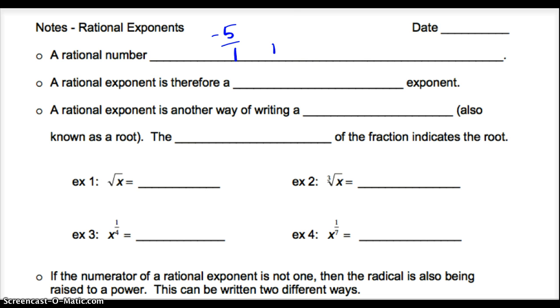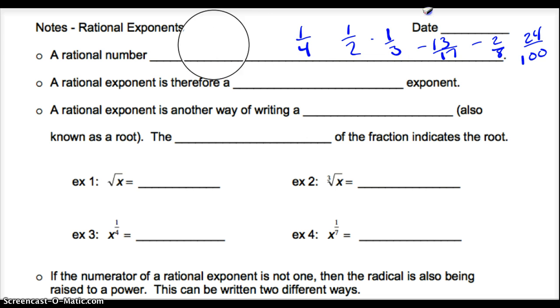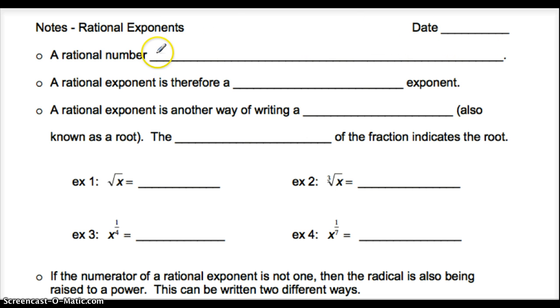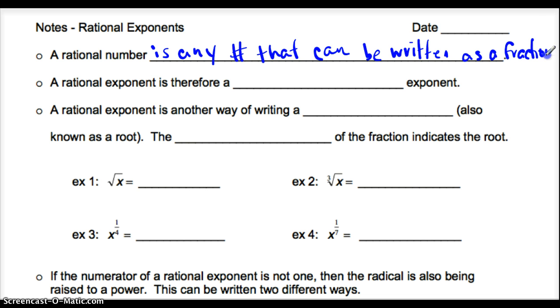1 over 4. A half. 1/3. 2 over 8. 13 over 17. Any of those negatives, 24 over 100, any of those are rational numbers, okay? Now, let's write this. Write this in your blank, please. A rational number is any number that can be written as a fraction. A fraction has a numerator and a denominator, so a top and a bottom.